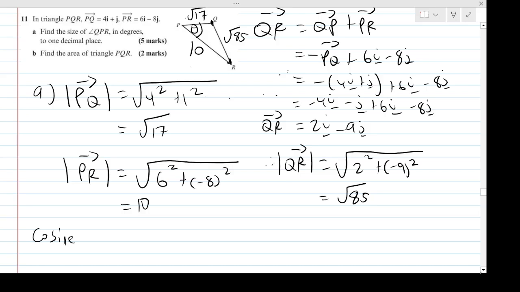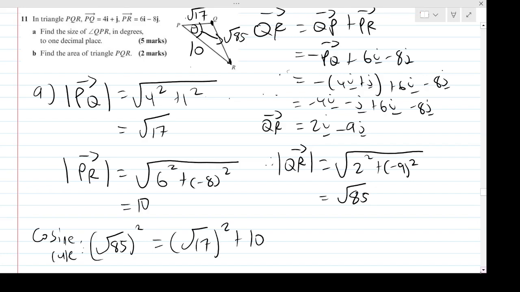So if I do the cosine rule then, we know that the angle theta, which I want to find, that's angle QPR, the angle at P, is opposite the side root 85. So we're going to get root 85 all squared. Remember, a squared equals b squared plus c squared minus 2bc cosine A. So root 85 squared is the other two sides squared: root 17 squared plus 10 squared minus 2 lots of root 17 times 10 cosine of the angle theta, which is what I want to find.